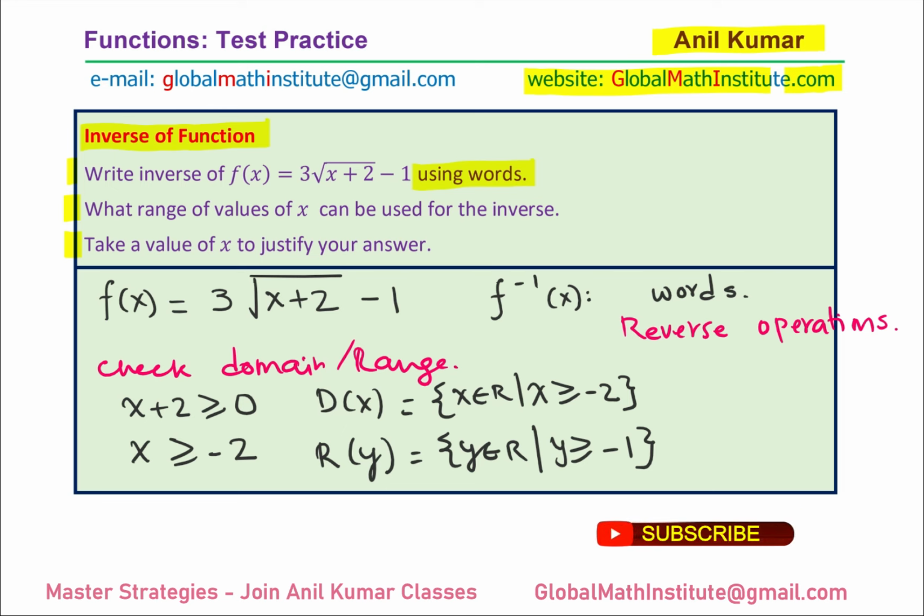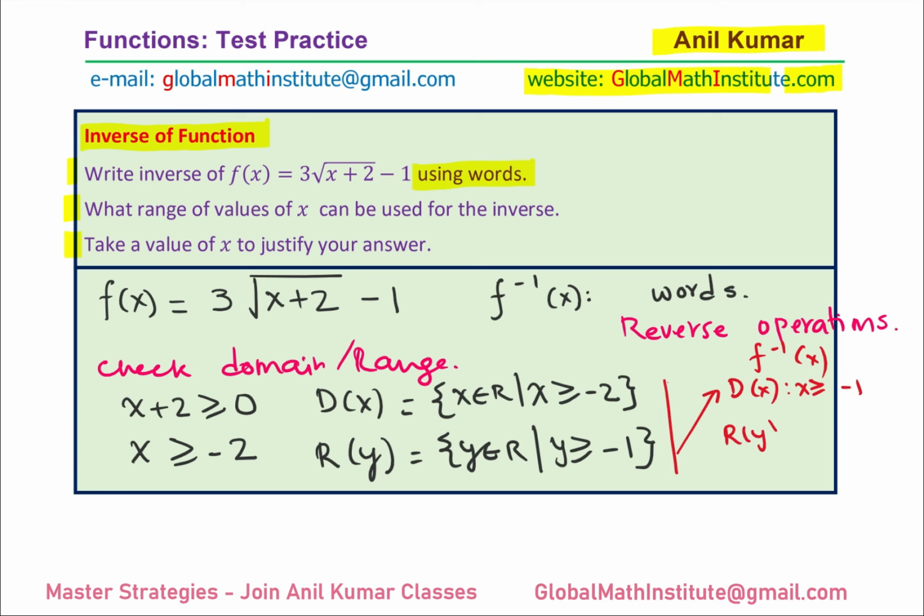Now, for inverse function, the domain and range will flip. So keep that in mind while answering the question, right? So if you are looking into the inverse function, in that case, what happens? The range becomes the domain, right? So the domain will be x is greater than or equal to minus 1, and the range will be y is greater than or equal to minus 2. Is that clear to you? So that is for inverse function. Keep this in mind, and you have to put that as a restriction.